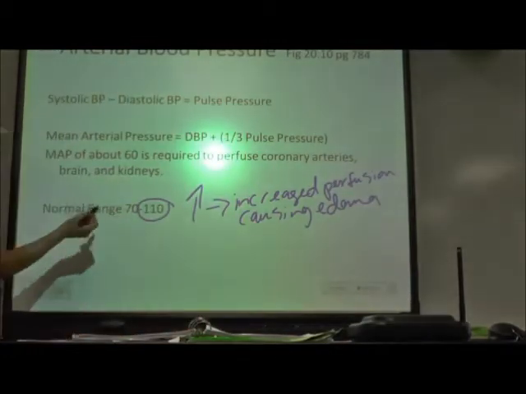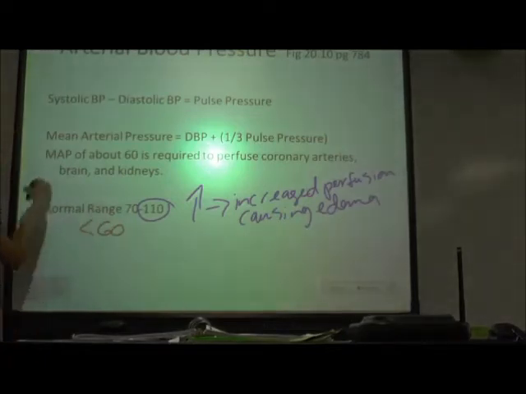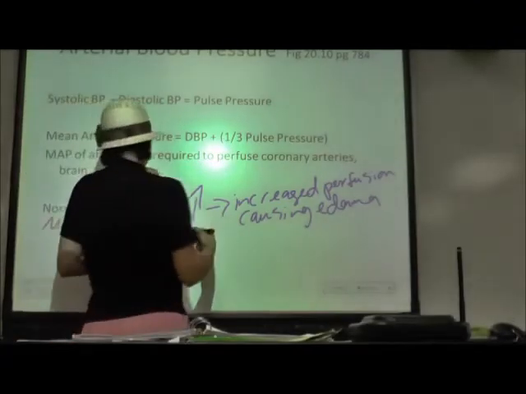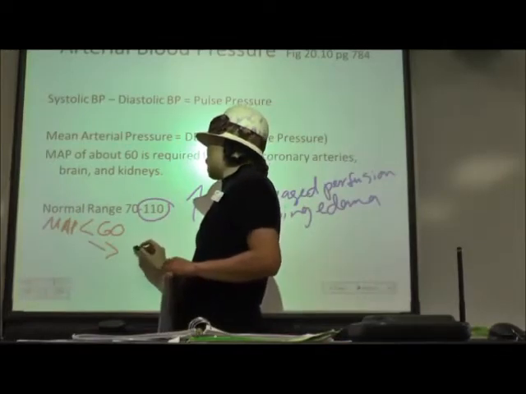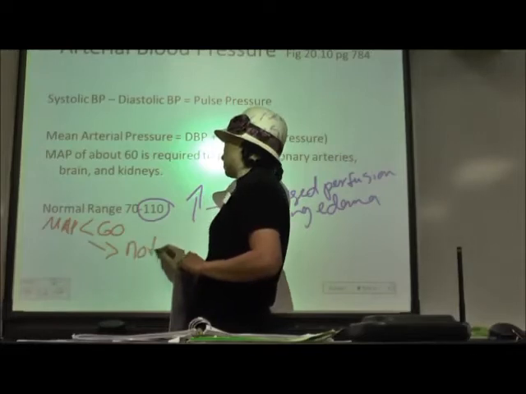You can drop down to 60, but if you go below 60, so if you've got a mean arterial pressure of less than 60, you will not have enough blood flowing through your tissues. That's going to be problematic because then we won't get nutrients and gases to our tissues. So we would say lower than this, you are not sufficiently perfusing tissues.